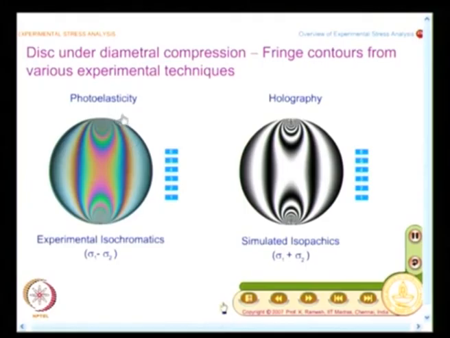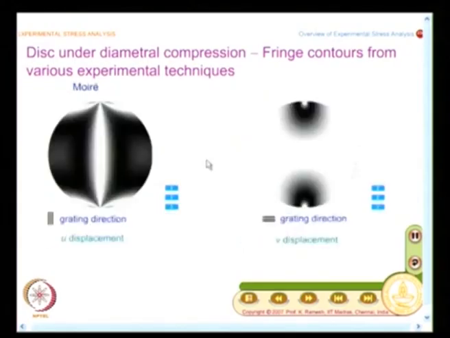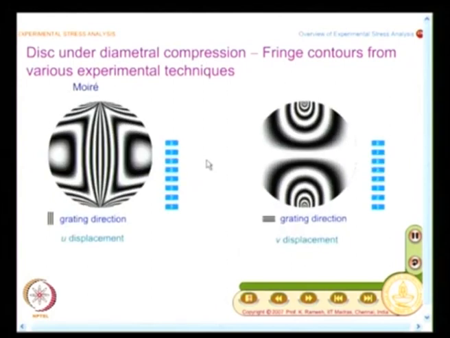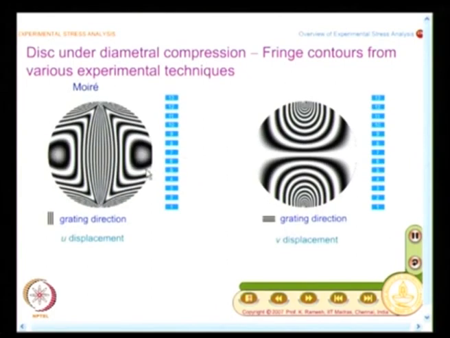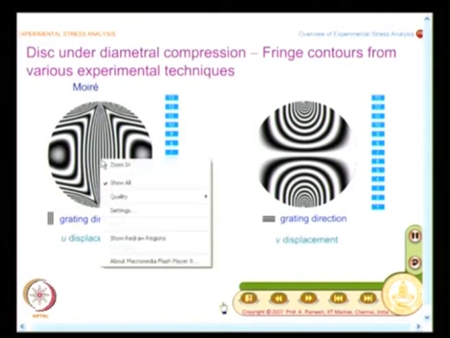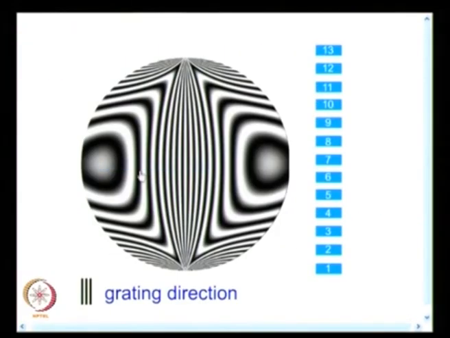So, in this example we have also shown results from holography, and if you want to go for displacement information, what is the technique that you will use? We have been seeing Moire. So, I would see the Moire contours I get for u displacement as well as v displacement. How do I decide that? I have the grating direction with which it is recorded, and you get these contours beautifully.